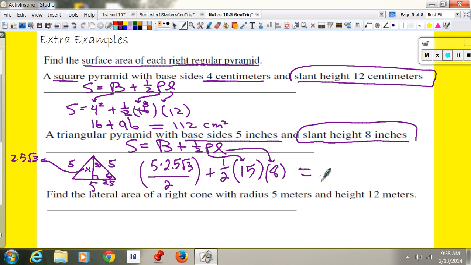So now we're going to get our trusty calculators out. And 5 times 2.5 times radical 3 equals, and then divide it by 2. You're going to get 10.8 for your big B, plus your lateral area is going to be 0.5 times 15 times 8, which is 60. That's your lateral area. That'd be the area of all the triangles. So your surface area then has to be 70.8, and that would be square inches. 70.8 square inches.